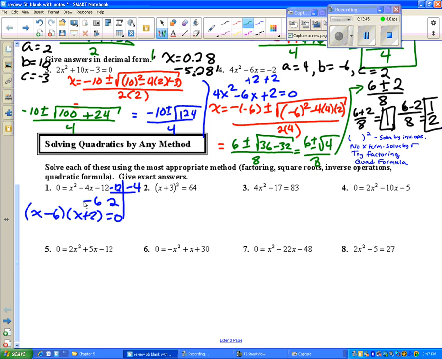Now remember, to solve this type of thing, you have to say x minus 6 is equal to 0. So then x is equal to 6. I would have to say x plus 2 is equal to 0. Subtract 2 from both sides, so x is equal to negative 2. So 6 and negative 2 are my two answers.